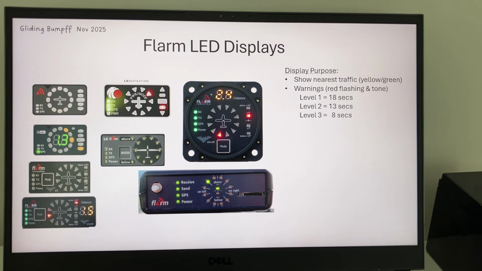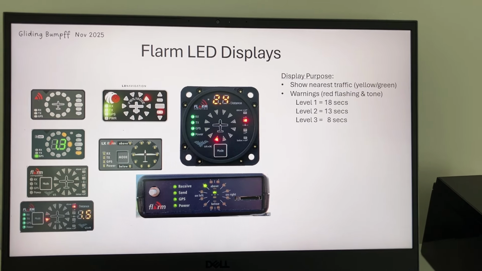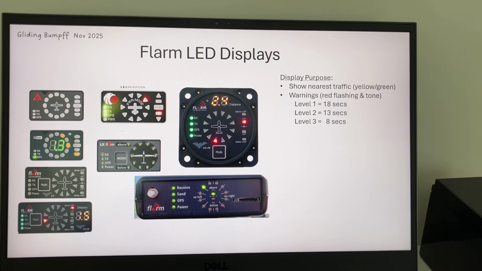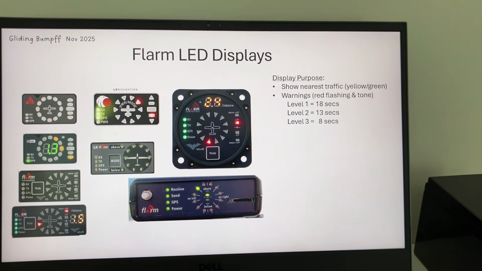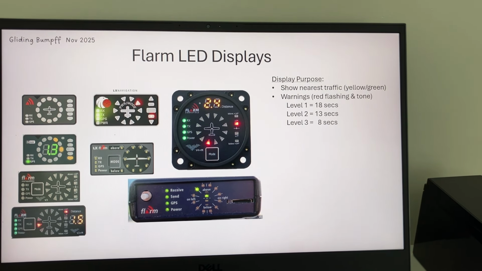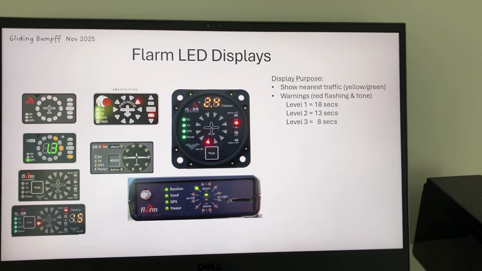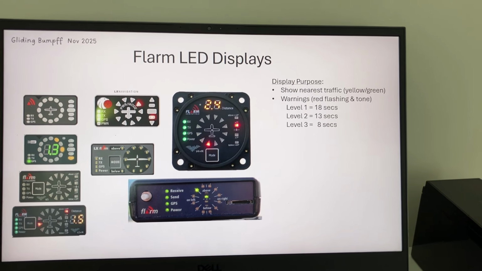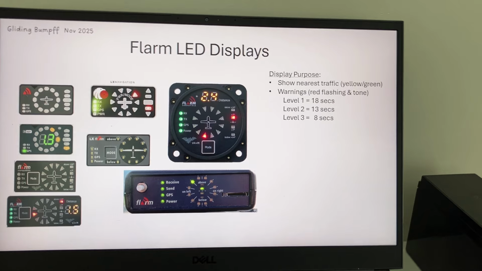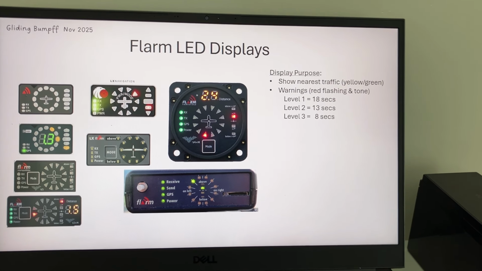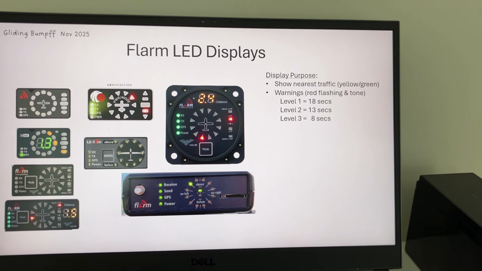So the purpose of the device is to take data from a Flarm transceiver, and that's data regarding detected traffic. And the LED display can show the nearest traffic, and that's usually done with yellow or green LED lights. And it can provide warnings, which are usually red flashing LEDs and audio tones. And there are three different levels of warning.